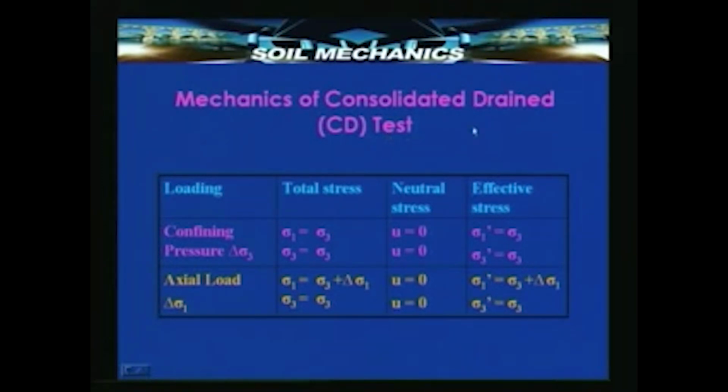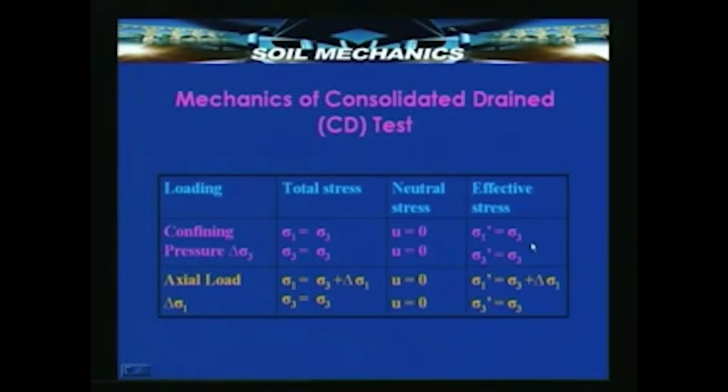Now, this is a consolidated drain test, and therefore drainage is permitted and consolidation is permitted, which means that the water does not take any stress. Neutral stress is 0, u equal to 0, both in the horizontal lateral direction as well as in the vertical direction, and whatever stress we apply therefore becomes effective stress. Sigma 3 dash, the effective stress in the lateral direction, becomes equal to the applied stress sigma 3. So also the vertical pressure sigma 1 dash becomes equal to the applied stress sigma 3.